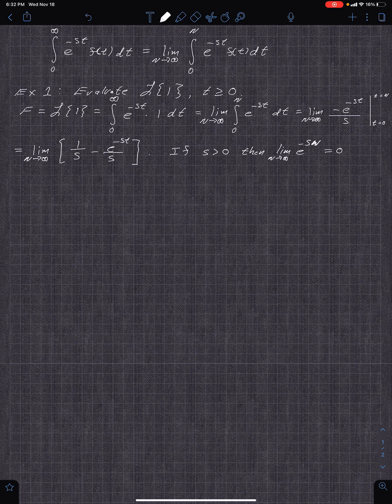And so you get that the Laplace transform is just 1 over s for s greater than 0. And just to be clear, if s is less than or equal to 0, the integral diverges.